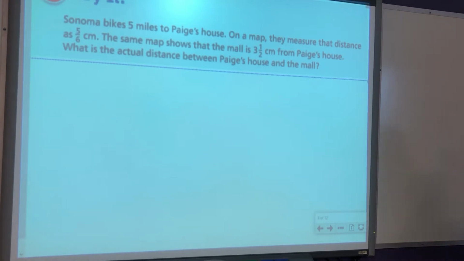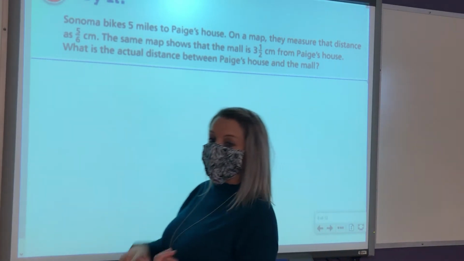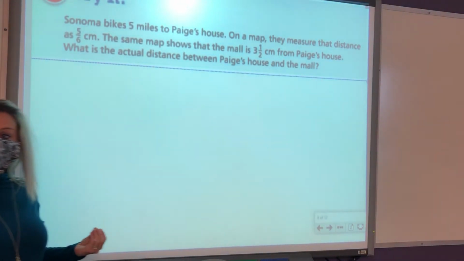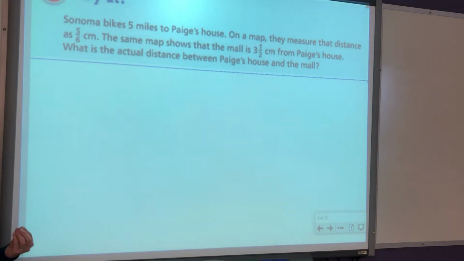Now, I don't know about you, but these words to me, what? Where am I going? What am I doing? So, I like to draw a picture because pictures help me create my ratios. I'm a very visual learner. Okay? I need to see it. I need to feel it. So for me, drawing a picture helps me to better understand the math problem.